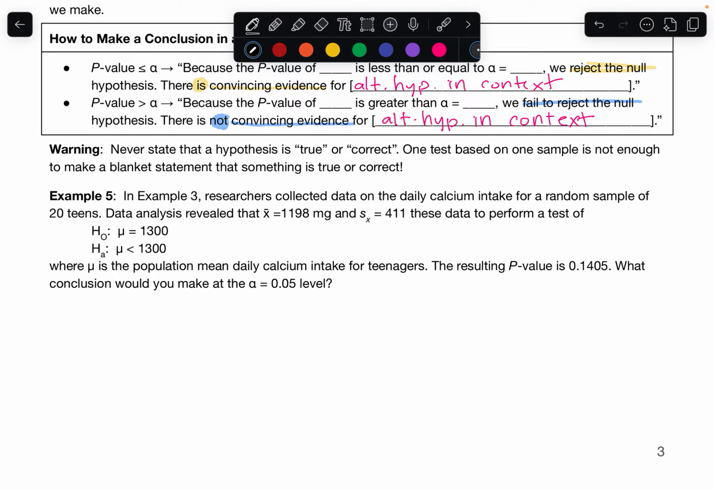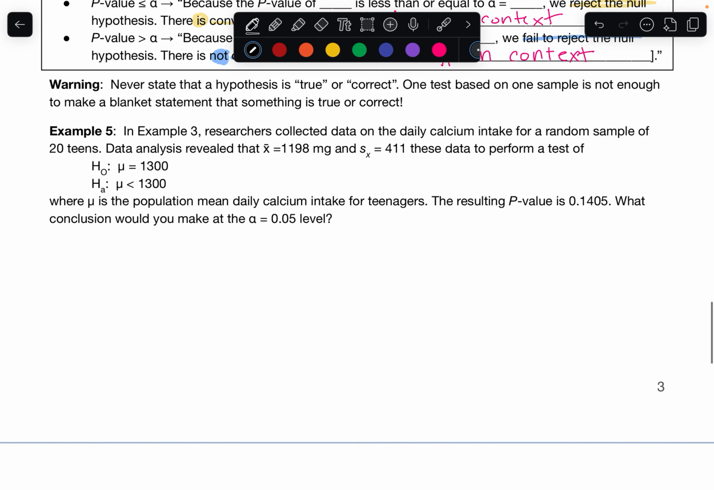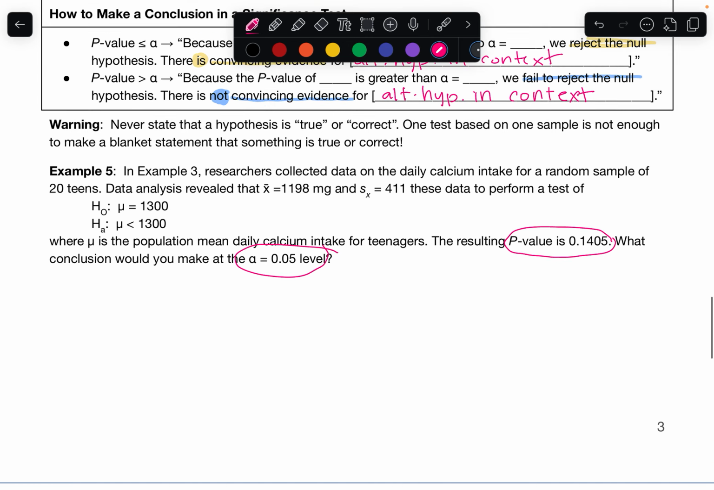Meaning I'm saying that 95% of the data is 1300 or greater. There's a 5% that's less than. If I'm out past that 5% in the tail, I'm frowny face. So we're going to compare the p-value to the significance level.